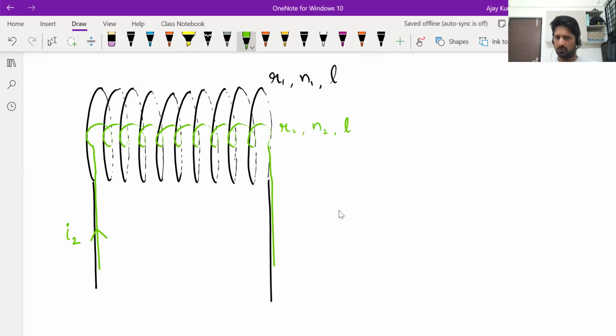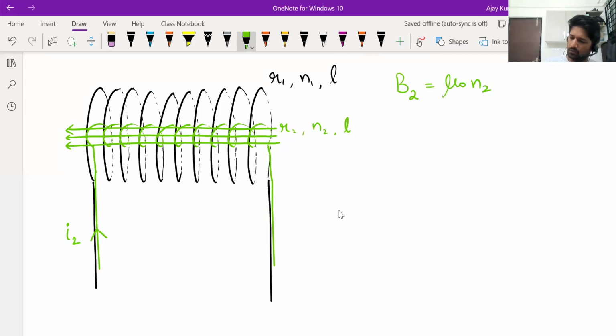It's also a long solenoid. And a long solenoid produces magnetic field along its axis. Outside a long solenoid, the field is 0. So the field anywhere inside the green solenoid will be this way, and outside the green solenoid, the field is 0. The field produced by the second solenoid will be mu naught N2 I2. Mu naught N I, we have to use N and I of that coil.